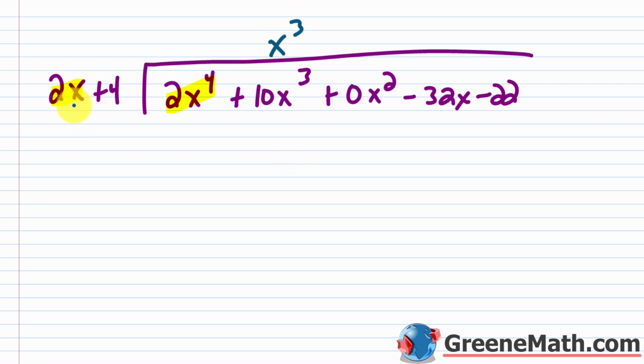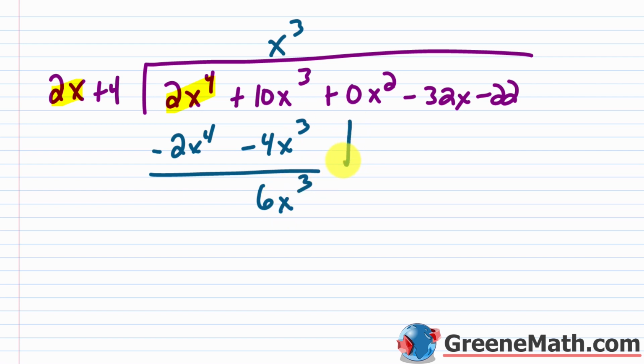Then x cubed times 2x is going to be 2x to the 4th power. And then x cubed times 4 would be plus 4x cubed. Okay, we're going to change the sign. So this is minus and this is minus. We'll go ahead and say 2x to the 4th power minus 2x to the 4th power is 0. 10x cubed minus 4x cubed is going to be 6x cubed. Drop this guy down. So you could put plus 0x squared like this. And then I'm going to erase this. And I'll go ahead and highlight this.